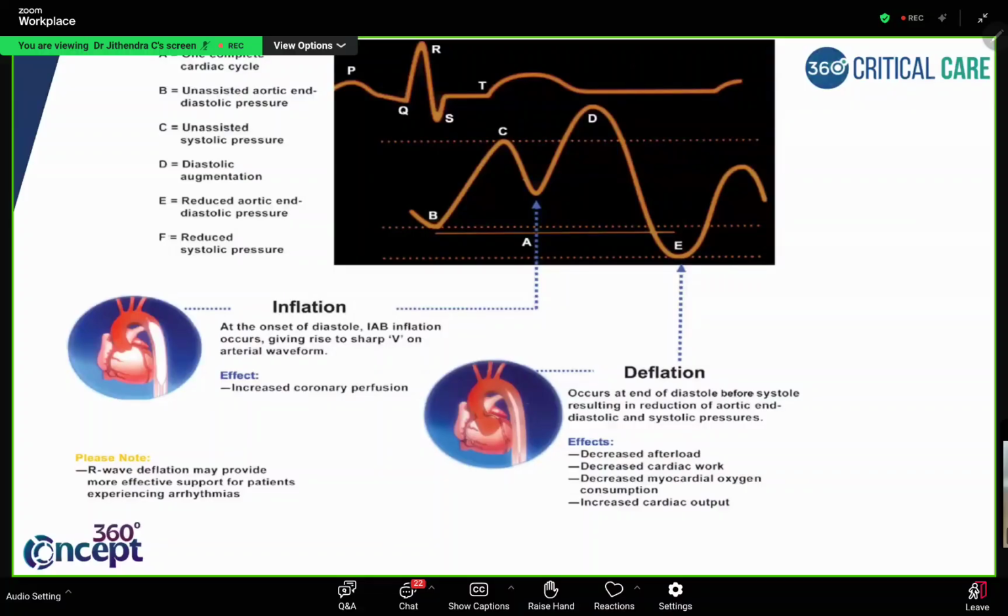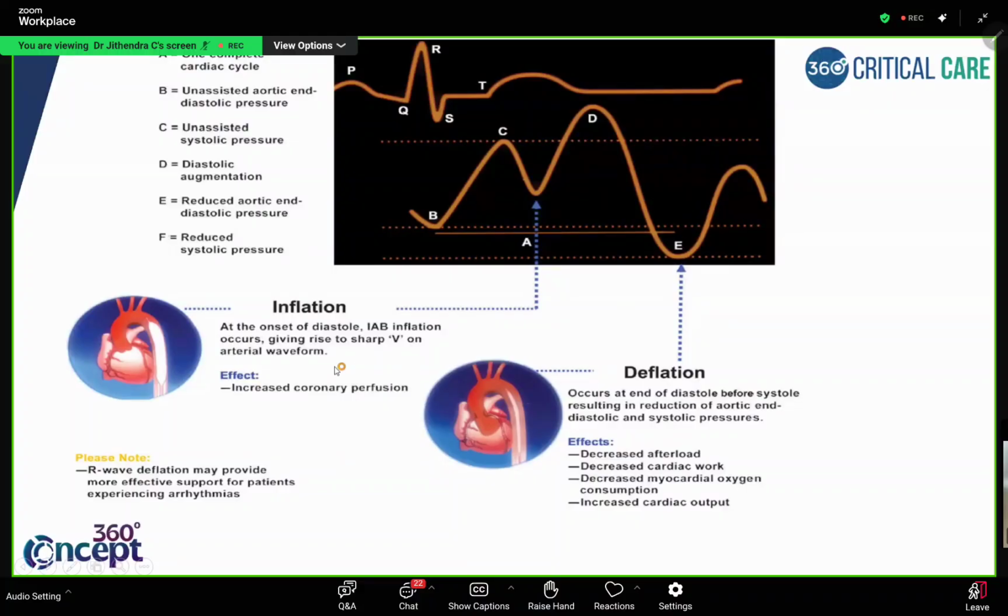So where does your inflation happen? It will usually happen at the peak of your T wave. You can all see at the T wave there is inflation which is happening, and at the peak of the R wave, that is just before your systole, that is when your deflation happens. Just before the peak of the R wave or just before your systole, you have a deflation because the heart should pump out blood. So inflation is at the onset of diastole. You can see it as a sharp V wave. With respect to the arterial trace, your inflation will coincide with the dicrotic notch, whereas with respect to your ECG, it will coincide with the T wave, at the middle of your T wave. That is when your inflation happens.